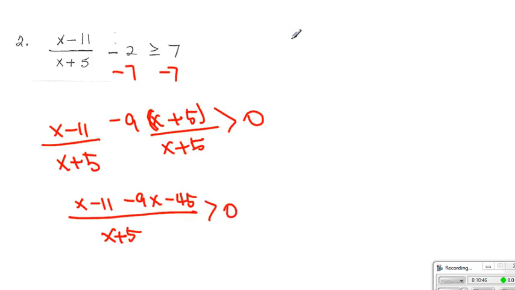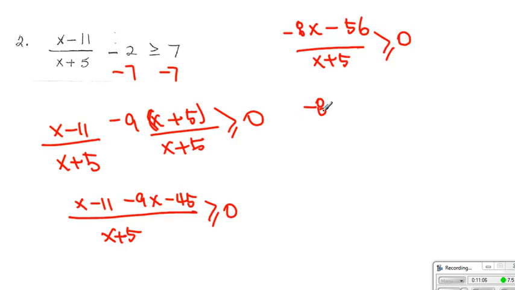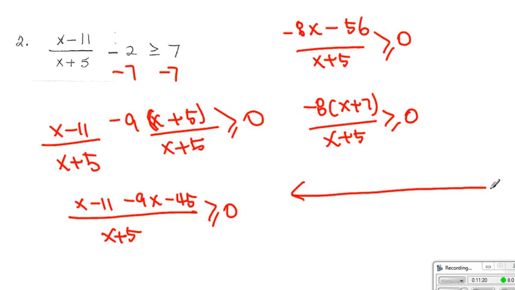Now, then, after simplifying it, we get to realize that negative 8x, then minus 56 over x plus 5 has to be greater than or equal to 0. That's simple, greater than or equal to 0, my bad. Alright, that means when you factor out negative 8, we have (x plus 7) over (x plus 5) has to be greater than or equal to 0. Here you see 2 points where top becomes 0 is negative 7, where the denominator becomes 0 is negative 5.